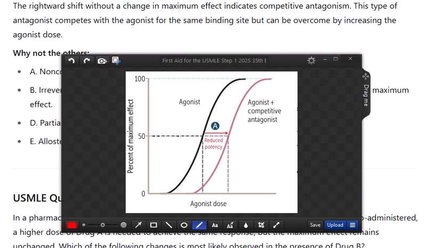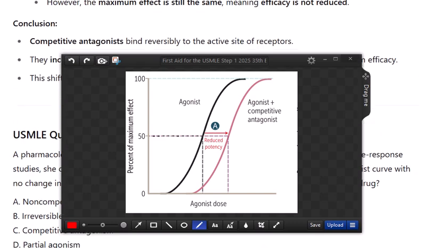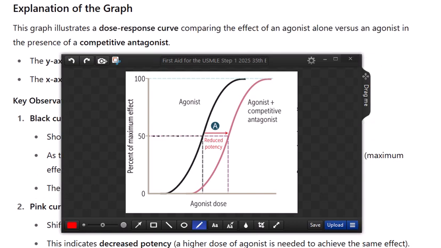This graph illustrates a dose-response curve comparing the effect of an agonist alone versus an agonist in the presence of a competitive antagonist. The y-axis represents the percent of maximum effect a drug can achieve. The x-axis represents the agonist dose. Key observations. 1. Black curve, agonist alone, shows the typical sigmoid shape of a dose-response curve.